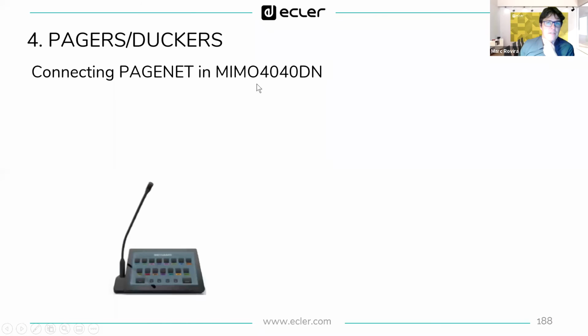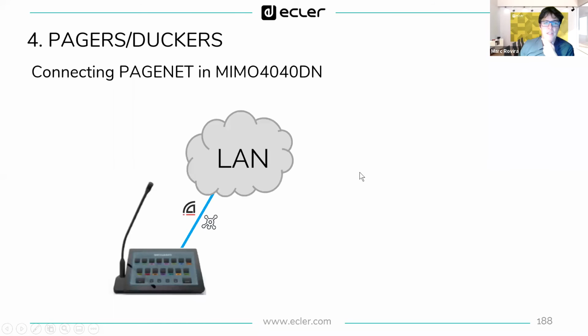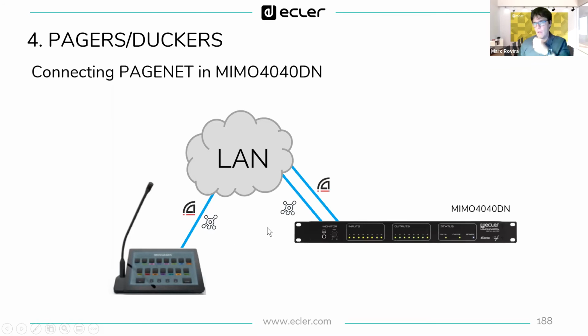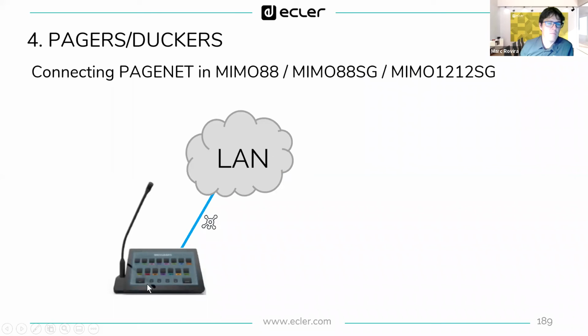What about PageNet in MIMO 4040 DN? You have to connect this with an RJ45 where Dante and control travel in the same network cable, and you connect to a MIMO 4040 CDN or 7272 DN. No difference in that from the old MIMO 4040 DN. Remember that you can add a player here. You have two RCAs at the bottom of the unit.